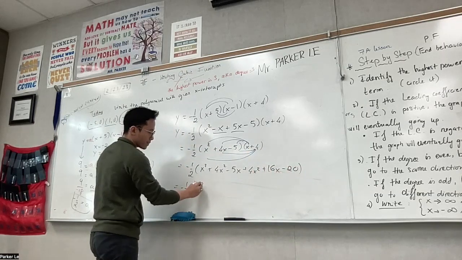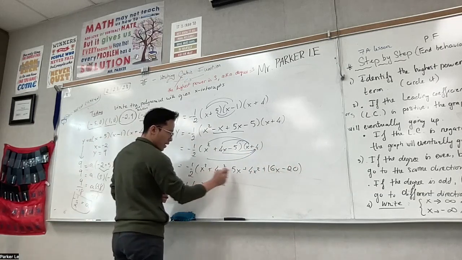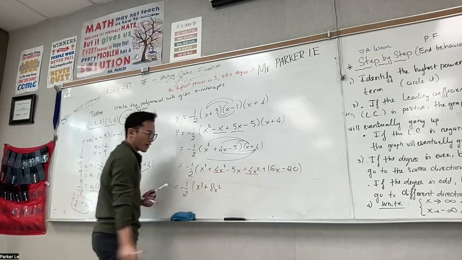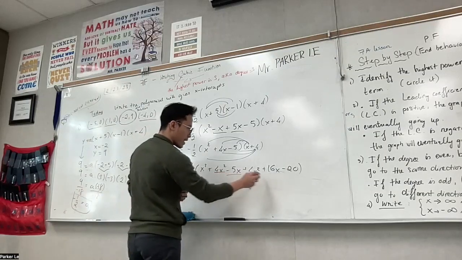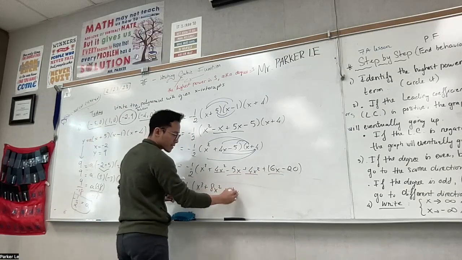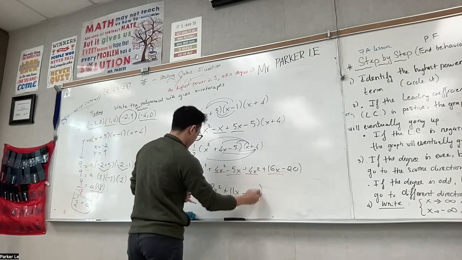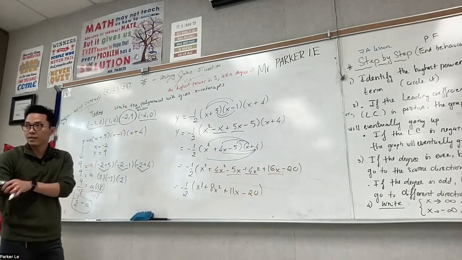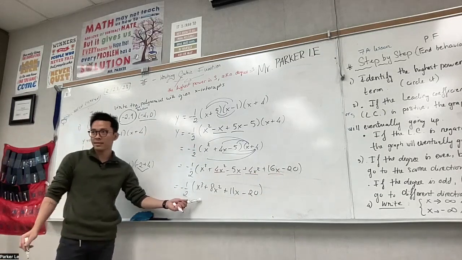So I have x cubed. How many x squared do I have? I have x squared here, 8x squared, right? 8x squared. And then for the x, I have negative 5x and plus 16x, which is 11x. And the last one is minus 20. Are we good with this? Are you still with me?